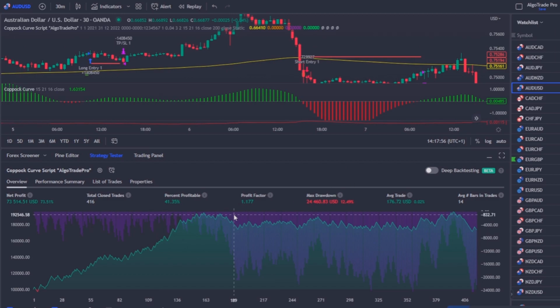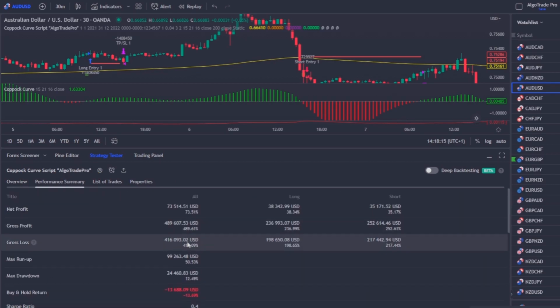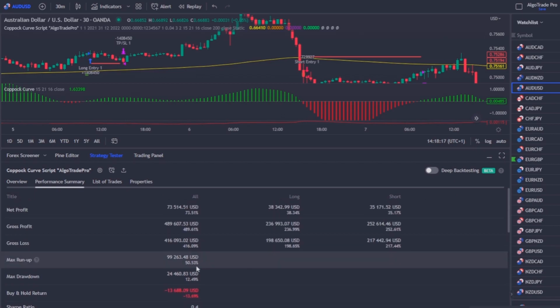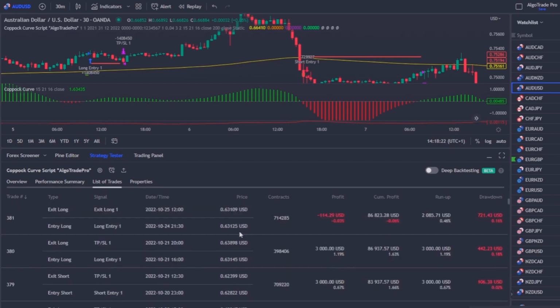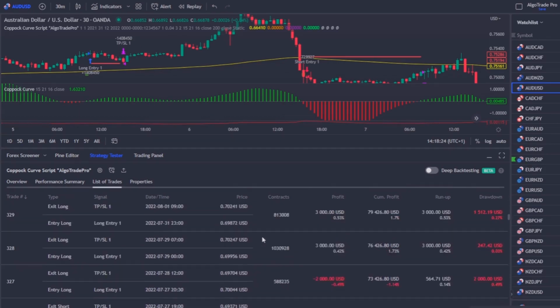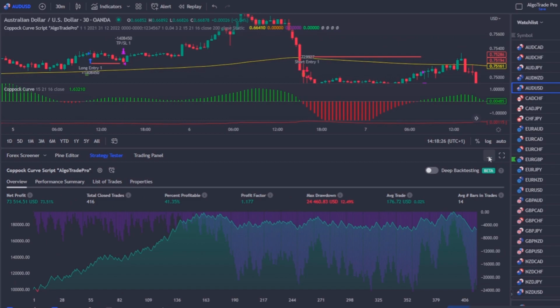In this case, we can see that during the years 2021 and 2022, this strategy with the Coppock Curve and EMA gave 416 trade signals with a net profit of 73.51% and a 41.35% win rate. Besides that, if I click on the Performance Summary tab, I can check a lot more statistical data, and here on the List of Trades tab, I can check every single detail of every trade. Amazing, right? And all of this with a simple click.